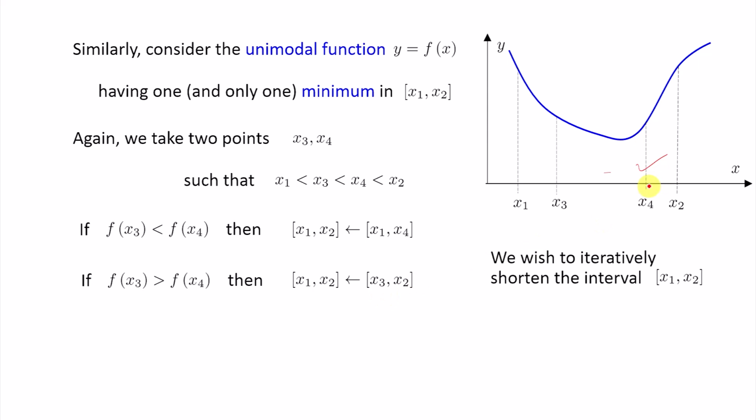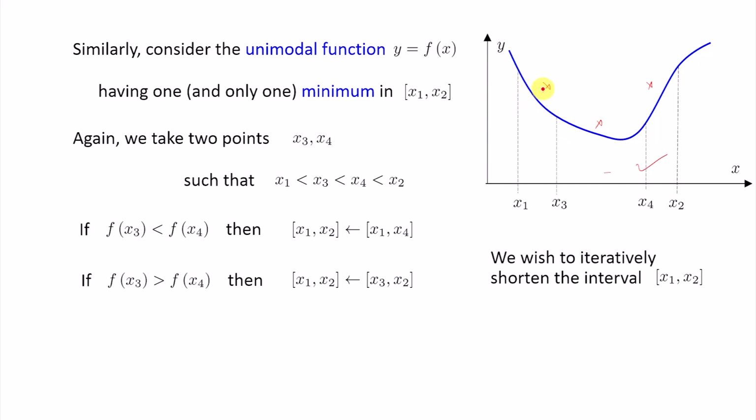You can spend some time and do a thought experiment here on why it will happen. But the idea remains the same, where, for example, f(x4) is less than f(x3) in this case. You can take a look at where the minimum can reside: in the interval between x3 and x4, in the interval between x1 and x3, and in the interval between x4 and x2. Because x4 is smaller than x3, can the minimum be here? No, it cannot be here.